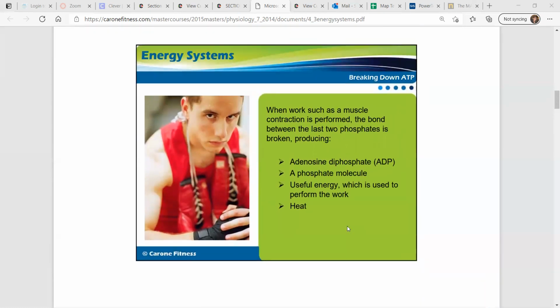When work such as a muscle contraction is performed, the bond between the last two phosphates in this structure breaks. This produces adenosine diphosphate, which is ADP, and a separate phosphate molecule that has broken off of the original ATP, and then useful energy, which is used to perform the work, as well as heat. So you have this big ATP molecule, one phosphate breaks off, and that results in energy and heat.